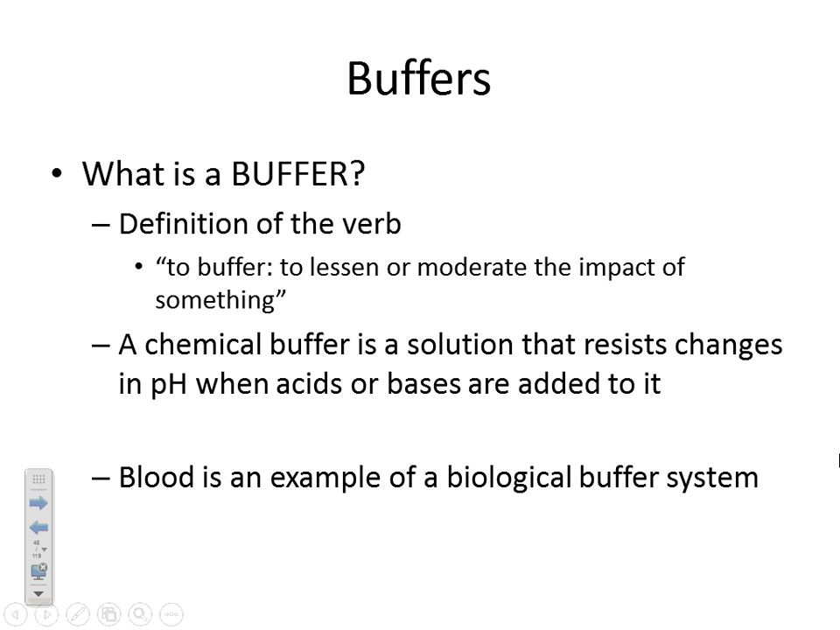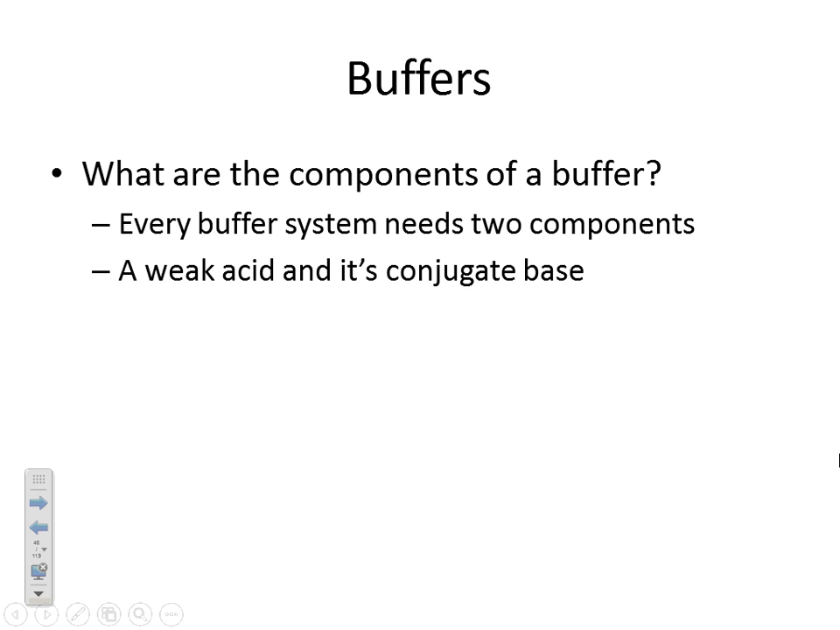Our blood is an example of a biological buffering system. Our blood is designed to be able to withstand additions of small amounts of strong acid and strong base without getting a huge shift in pH. And that's really important because a lot of our biological systems can only function properly within a very narrow pH range. So we need our blood to make sure that nothing crazy happens, that our pH doesn't get too high or too low.